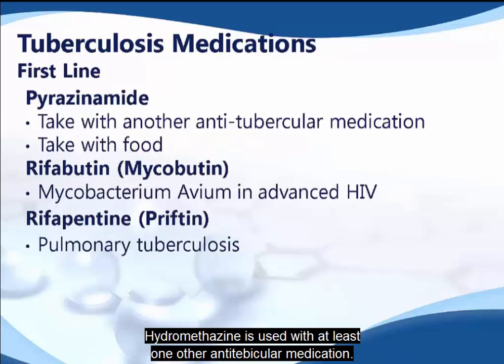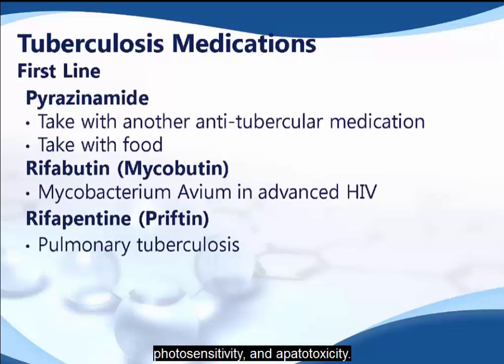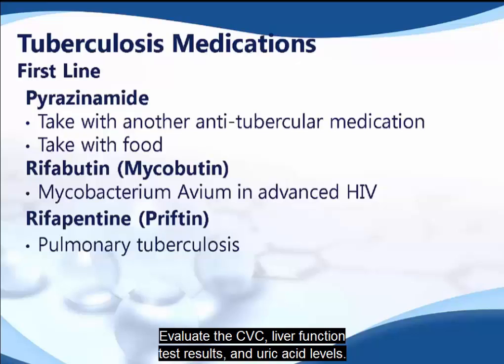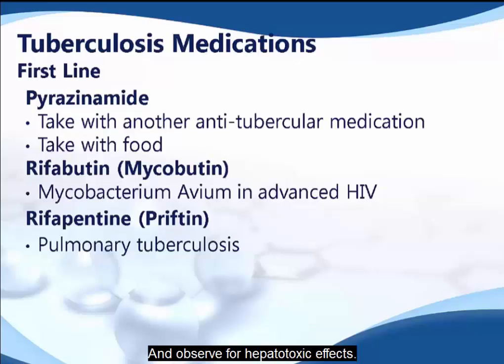Pyrazinamide is used with at least one other antitubercular medication. The side effects include increased liver function, uric acid levels, photosensitivity, and hepatotoxicity. Evaluate the CBC, liver function test results, and uric acid levels, and observe for hepatotoxic effects.